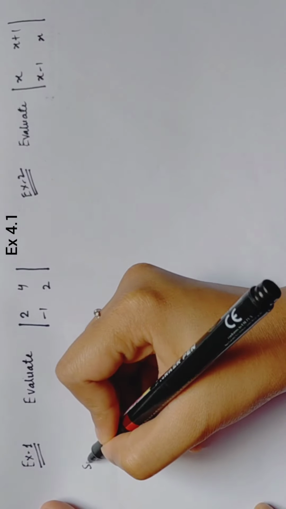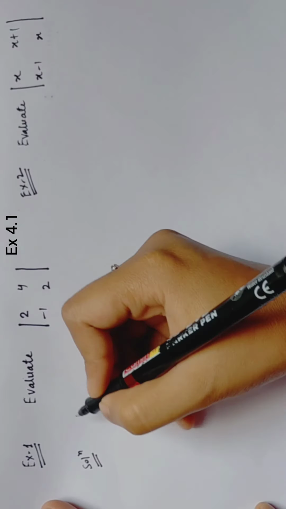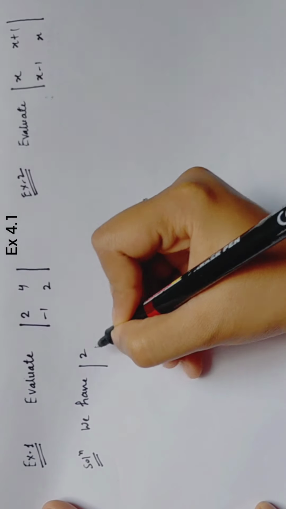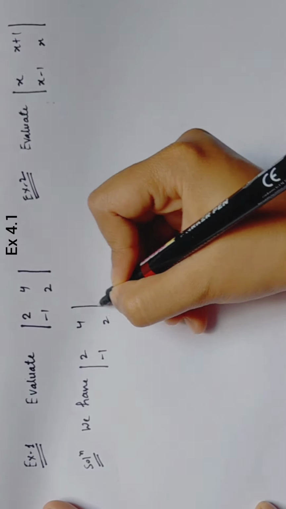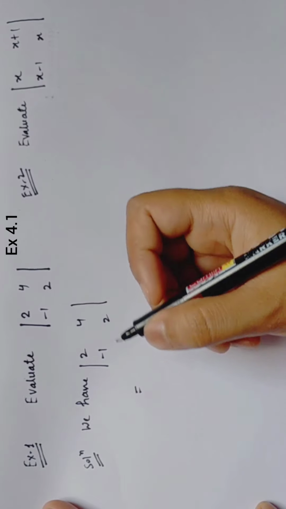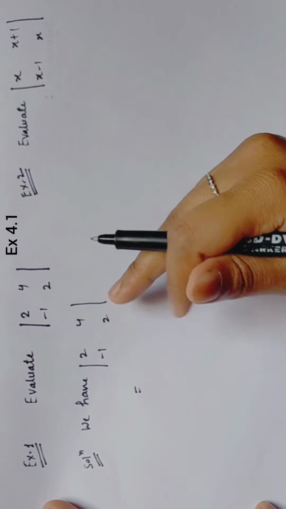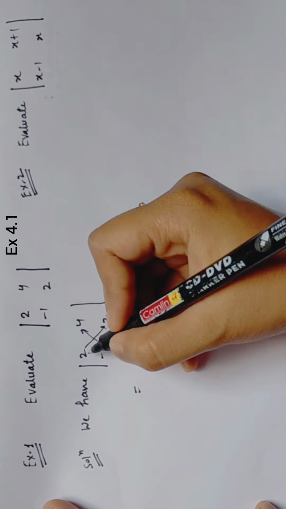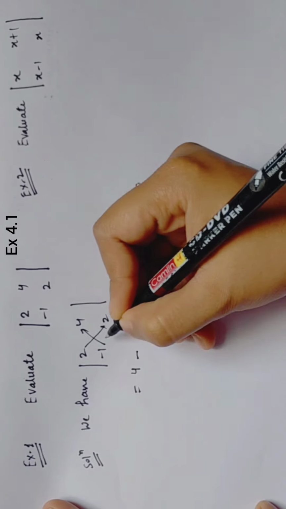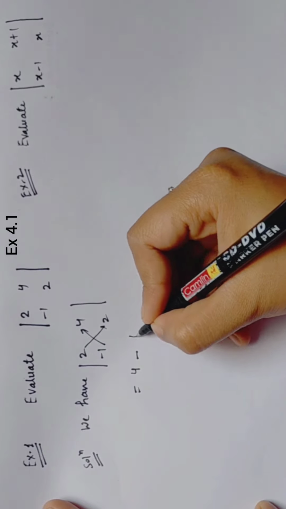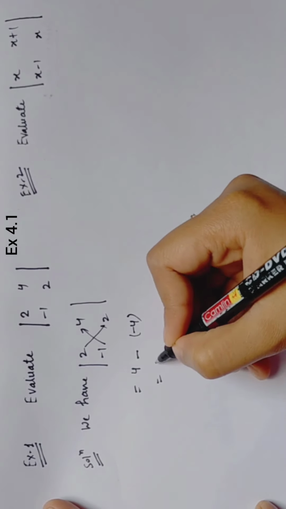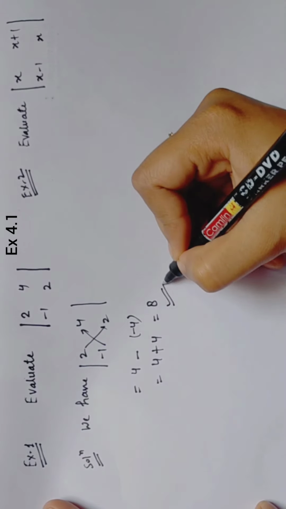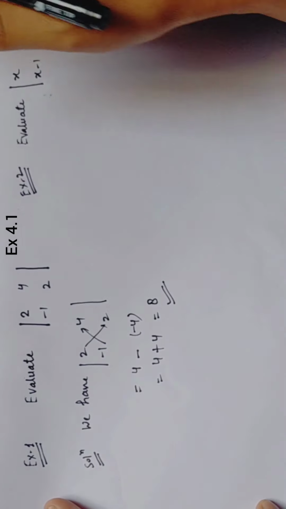So solution, we have 2, minus 1, 4, 2. We know already that the determinant of 2 by 2 form is always equal to cross multiply and then minus in between. So 2 into 2, 4, minus 1 into 4, it will give you minus 4. So that is 4 plus 4, that is equal to 8. So this way we will find out the determinant of 2 by 2 form.